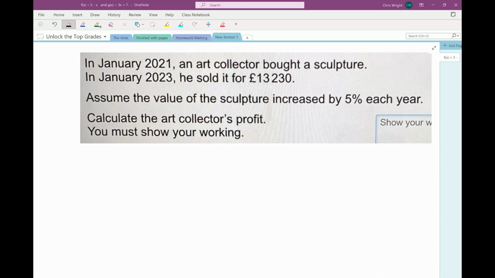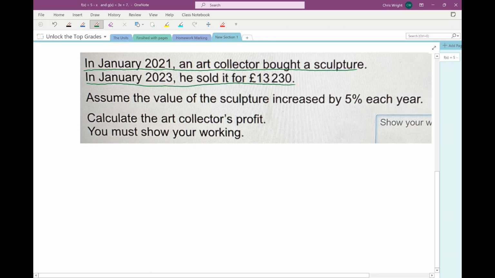Let's have a look. In January 21, an art collector bought a sculpture for £12,000. In January 23, he sold it for £13,230. Now I think this is going to be a reverse percentages question. Assume the value of the sculpture increased by 5% each year. Calculate the art collector's profit.